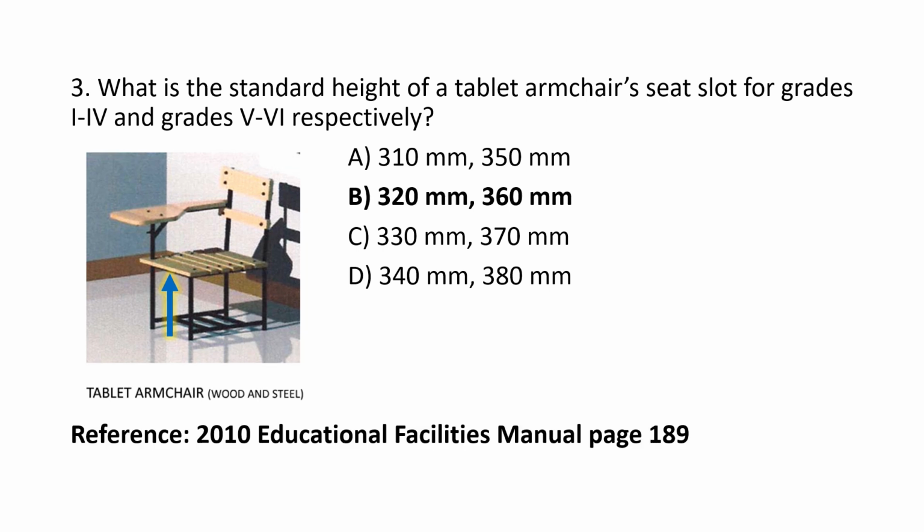The answer is letter B, 320 millimeters and 360 millimeters for grades 1 to 4 and grades 5 to 6 respectively. The reference, of course, is 2010 Educational Facilities Manual, page 189.